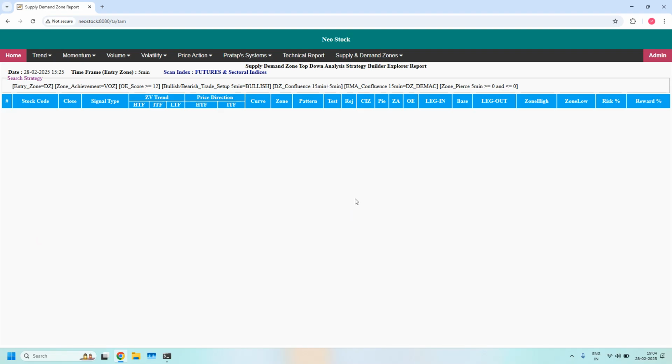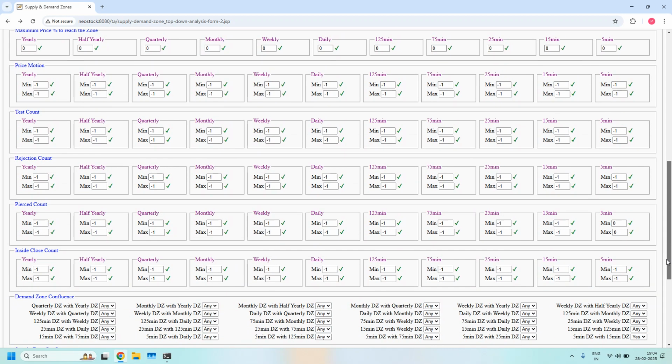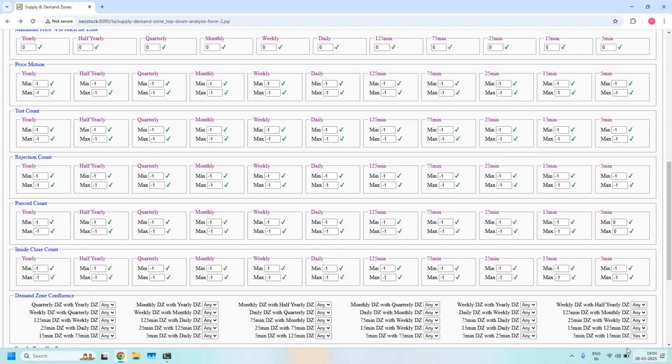Next we will look at whether those 2 stocks have even HTF confluence. Removing the EMA filter. In the demand zone confluence, let us add a second filter and a third filter.